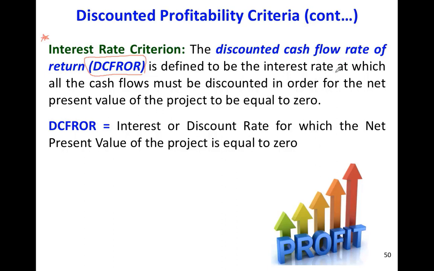So is the interest rate, the profit rate, that all the cash flow must be discounted by for the net present value to be equal to 0. Okay, so it is the interest rate that we have to use and discount from all the cash flow to reach a net present value equal to 0. It's kind of an interest rate or profit rate.